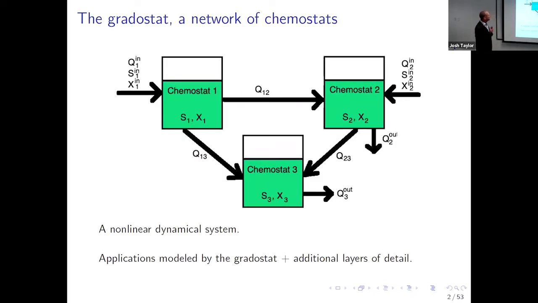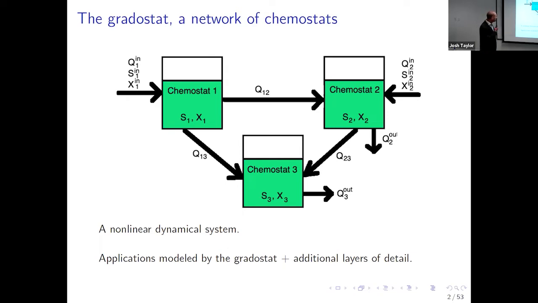So this talk, the main system I'm going to talk about is called the gradostat. It's a network of chemostats. Has anybody ever heard of the chemostat? No, not one. That's good. Oh, sorry, John. About halfway through this place. Yeah, so I just started. The system we're going to talk about is called the gradostat.